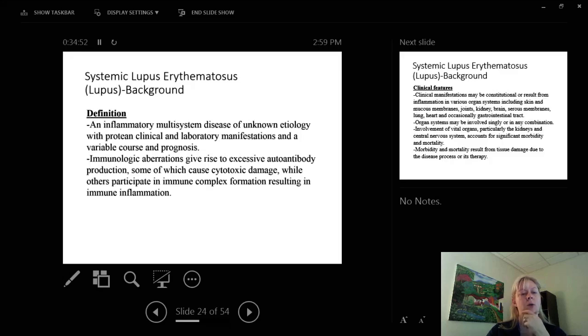All right, so let's talk about lupus now. You might want to take a break and come back to this, or you might want to get it over with, right? Okay, so lupus. It's inflammatory again. It's of unknown etiology. It's some sort of immune thing, but we think it's autoimmune. So basically your body attacks itself. There is excessive autoantibody production, some of which cause cell damage, and others cause inflammation.